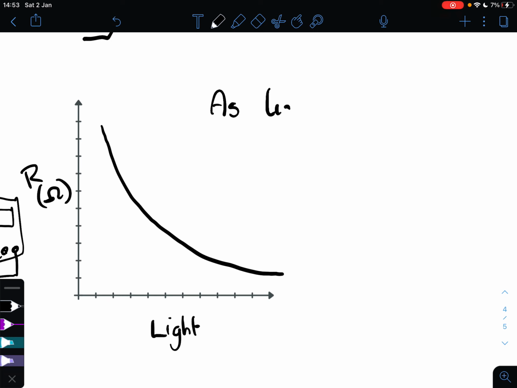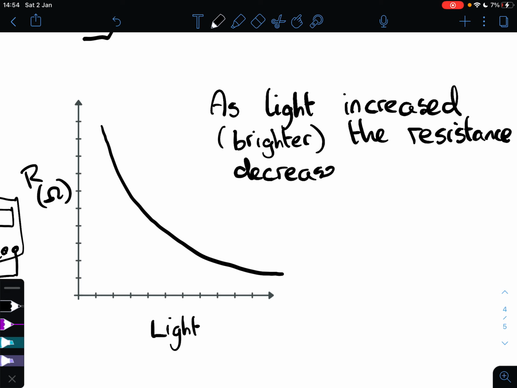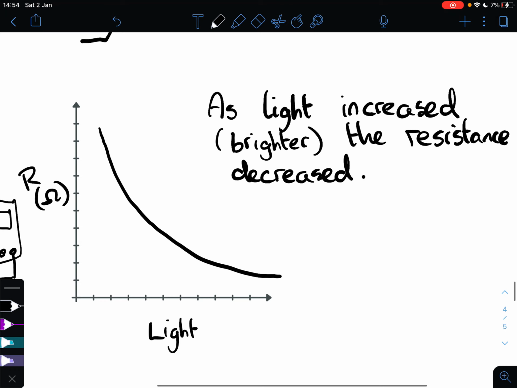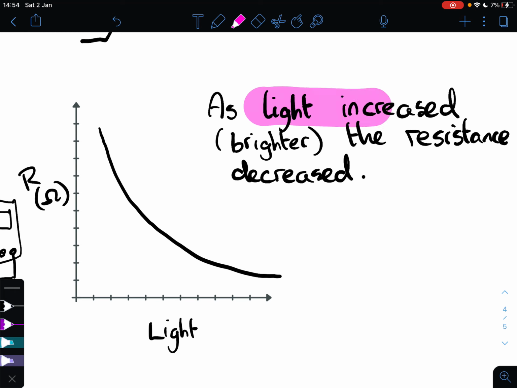As light increased, and remember we use a word for that, it's brighter. As light increased, it got brighter. The resistance decreased. So, key points here. As the light goes up, the resistance went down.